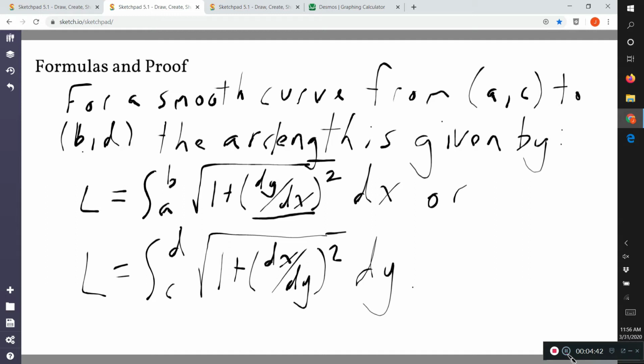The alternate formula would be for y. If we're going from a y value of c to a y value of d, we go from y value of c to y value of d. And this derivative is actually the derivative of x with respect to y. It would just be the reverse of how we normally operate. So let's get into a proof of that.